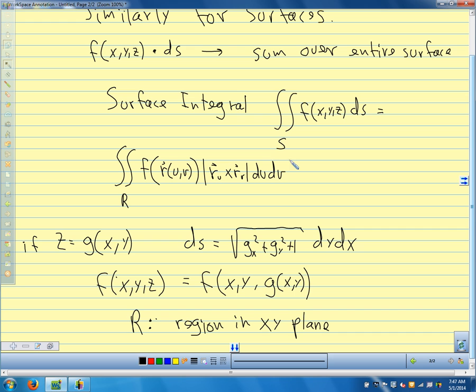I always liked surface integrals. Doesn't the phrase just have a nice ring to it, surface integral? Line integral, line is not that exciting, but you say surface integral, and that sounds like you're really saying something. All right.